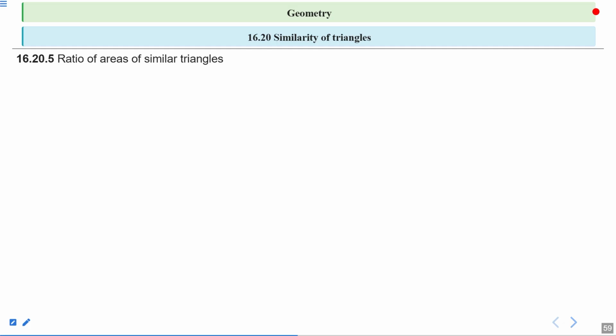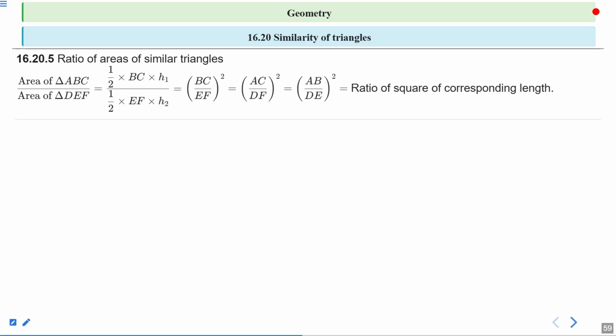So, the ratio of the areas of similar triangles. The area of triangle ABC upon the area of triangle DEF becomes 1/2 into BC into H1 upon 1/2 into EF into H2, which equals (BC upon EF) whole square, which equals (AC upon DF) whole square, which also equals (AB upon DE) whole square. The ratio of the squares of the corresponding lengths.